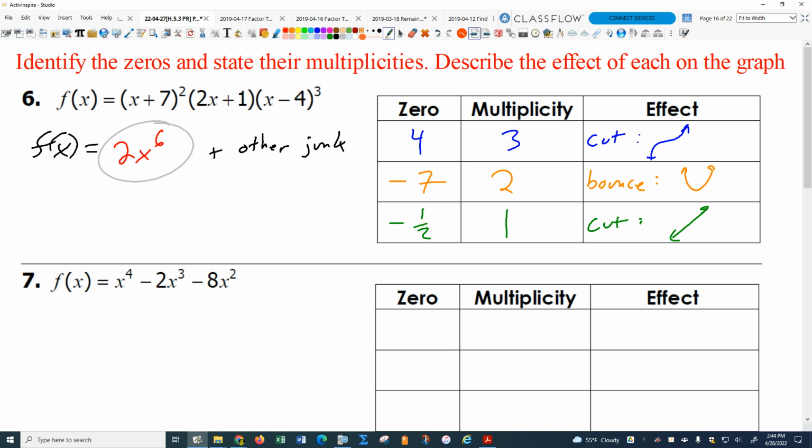We know what the end behavior is going to be, don't we? We know the end behavior if we have a positive leading coefficient and an even degree. It's doing that, isn't it? Okay, we'll pick this up tomorrow and then I'll let you work on this.